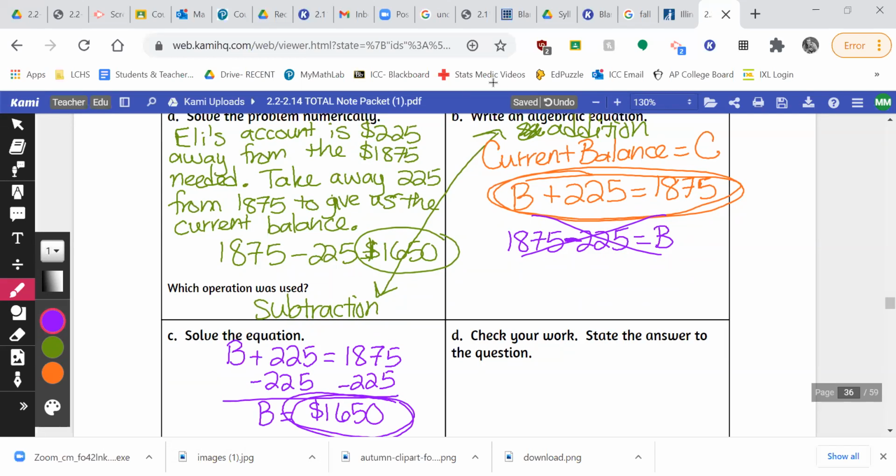The last thing for D is to check our work. So if we did it the old way, we would check our work by plugging in 1,650 into that equation right there. But I want us to think, is it reasonable? So looking back at our initial problem, he's 225 away from being at 1,875. Is it reasonable that his current balance is 1,650? And yes, that makes sense. His current balance does not have enough in it, so it would be the 1,650.